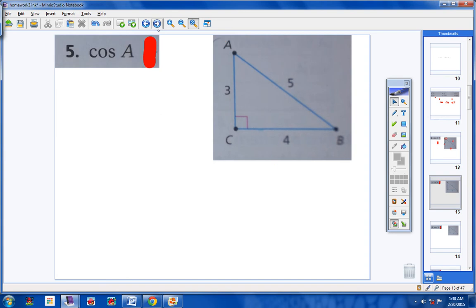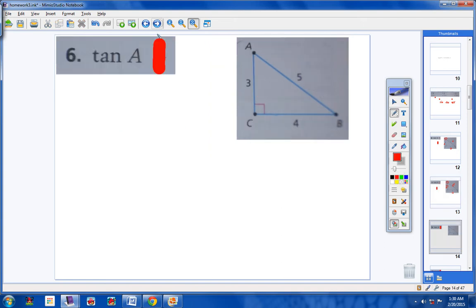Okay, number 5, we're going to circle angle A. This will be your opposite, this will be your hypotenuse, this will be your adjacent, and we're dealing with cosine. Now remember, cosine is adjacent over hypotenuse. 3/5. Okay, moving on to number 6, we're dealing with angle A and tangent. Go straight across. Tangent is TOA, opposite over adjacent, 4 over 3. So the answer should be 4/3.